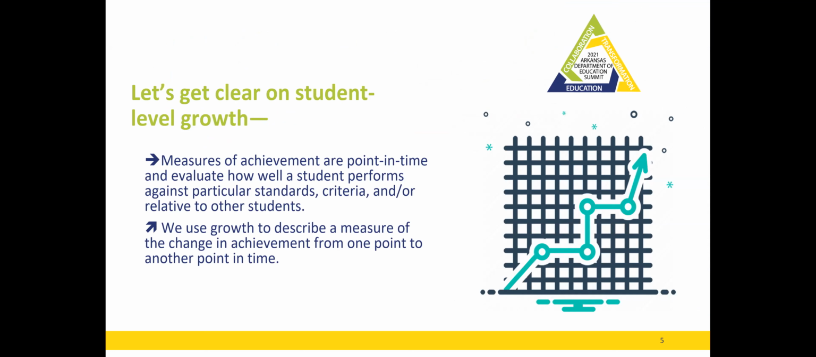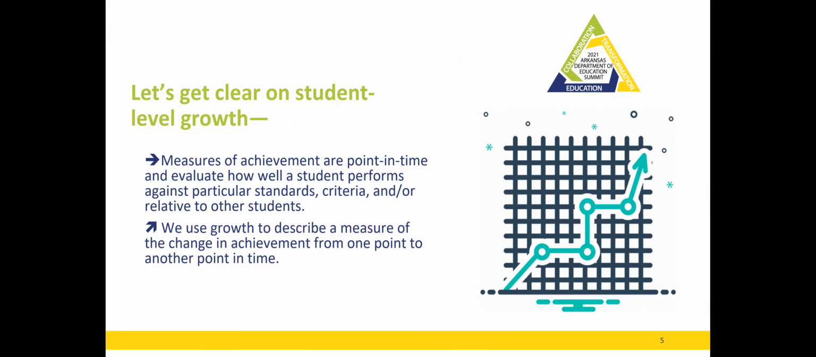So let's do that. Let's clarify what we mean by growth. And let's start first by talking about achievement. We have a measure of achievement. We have the ACT Aspire, and we also have the Dynamic Learning Maps. In the case of our growth model, Dynamic Learning Maps does not provide scores that we can use. So when we talk about our growth model, we're talking about the use of our achievement scores from the ACT Aspire. And measures of achievement are point in time, like these little dots on this chart on the right.